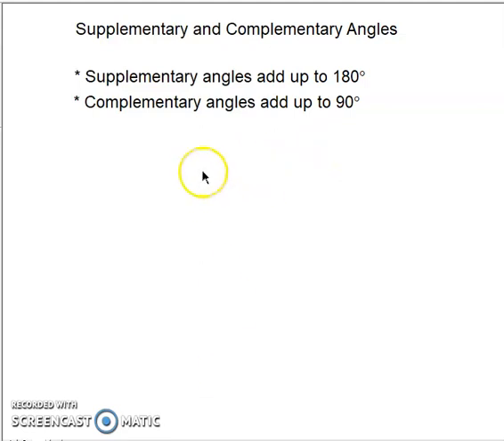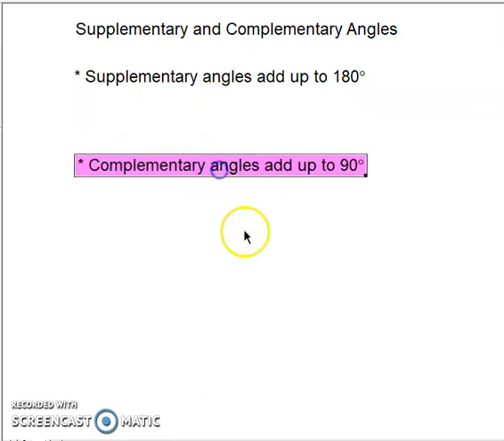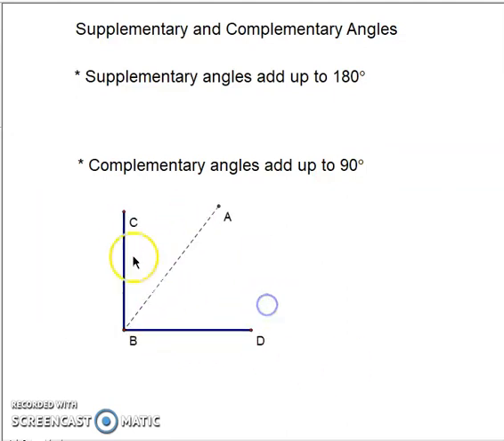So let's look at complementary angles now. They add up to 90 degrees. So basically I can take a 90-degree angle like I have here. This angle here, CBD, is 90 degrees. Then I can add another segment in between with the same vertex, and I can have two angles like this angle and this angle. They add up to 90 degrees because they're part of this 90-degree angle.